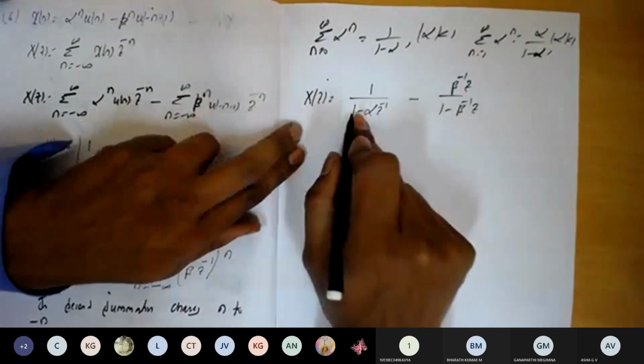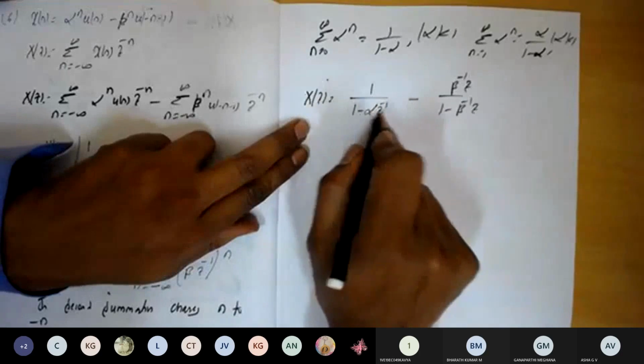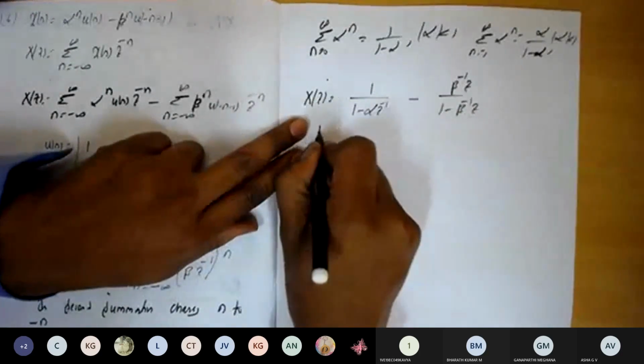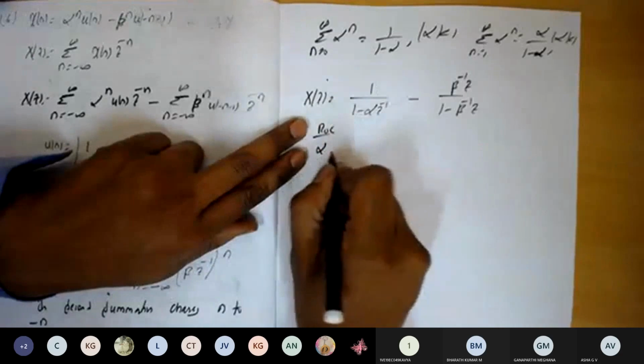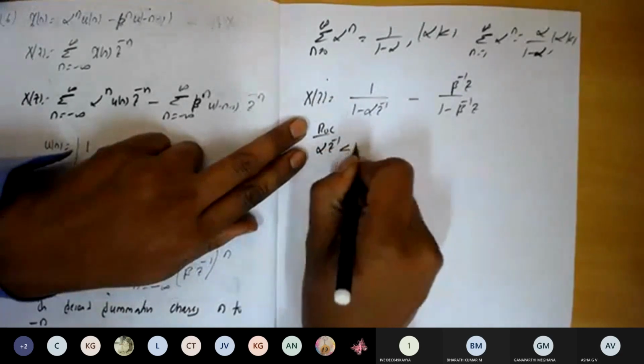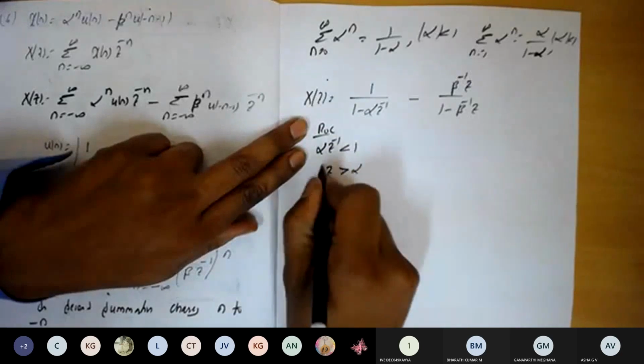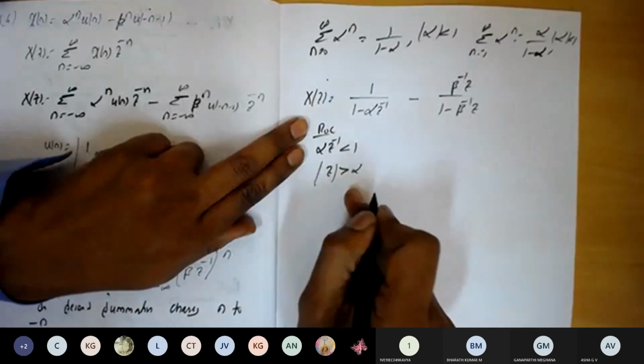I'm going to find out the region of convergence first. Later I'll go for the evaluation of this one. As per the first formula, this should be less than 1. So that is the ROC for the first summation. It is alpha into Z inverse should be less than 1, or else we can take Z is greater than alpha. Already we have done this one, that's why I'm taking Z is greater than alpha.